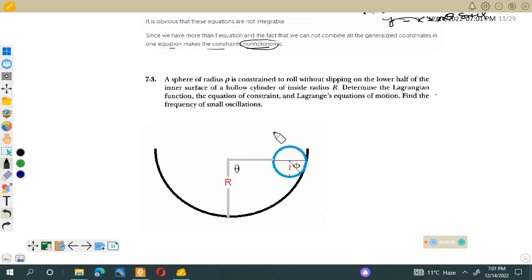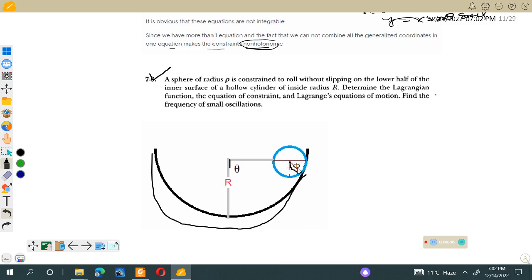In this lecture, we will solve problem number 7.3, which says that a sphere of radius rho is constrained to roll without slipping on the lower half of the inner surface of a hollow cylinder of radius R. This is the cylinder, this lower half is radius R, and this is the sphere of radius rho. This radius is rho, and we have to determine the Lagrange function.